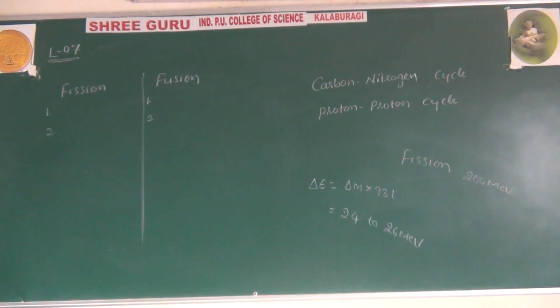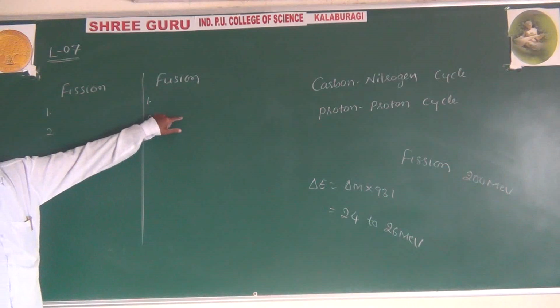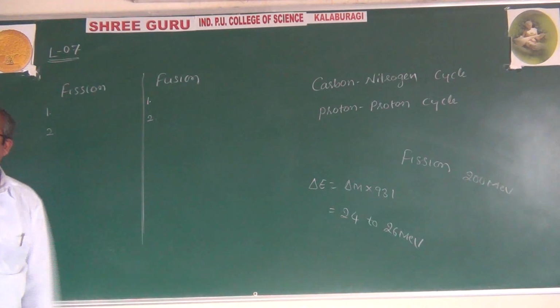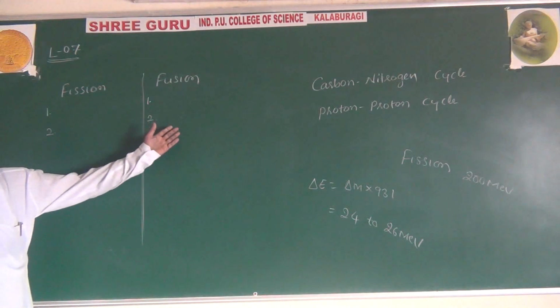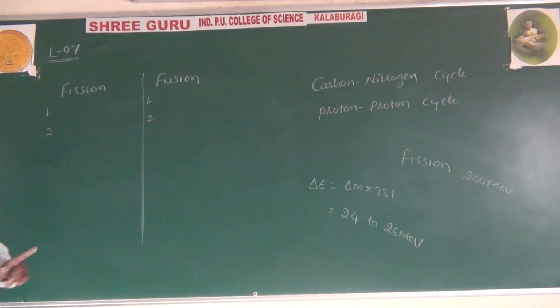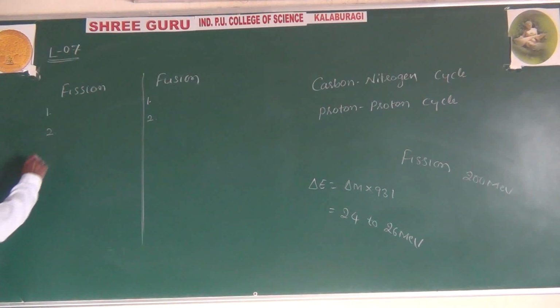In case of nuclear fission, a chain reaction can take place. Here the chain reaction will be taking place, whereas in case of a fusion reaction, there is no chain reaction. In fission, there are two types of chain reaction: controlled chain reaction and uncontrolled chain reaction. In fusion there is no chain reaction. Third difference.